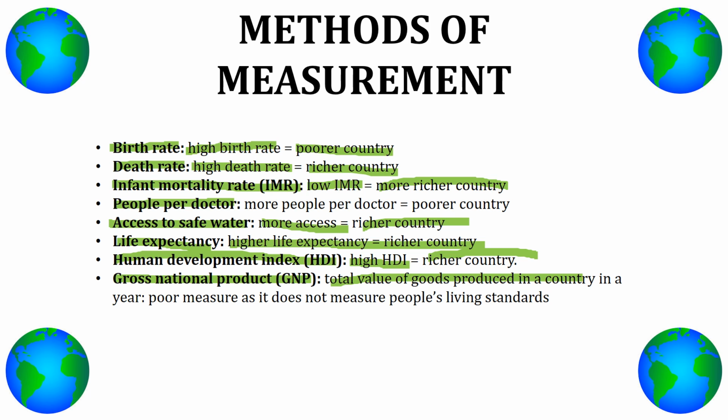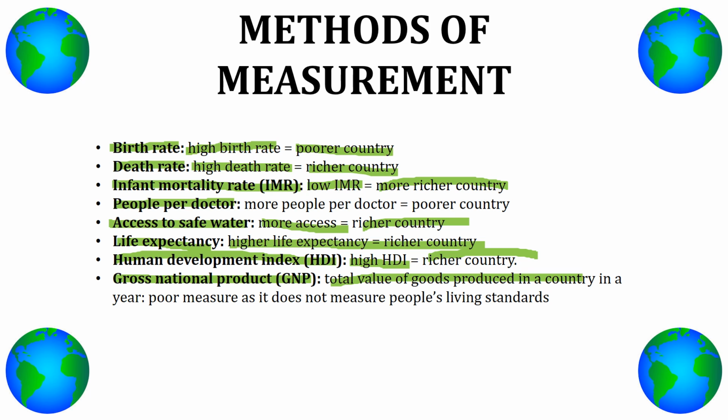Life expectancy, the higher the life expectancy, the richer the country is. Pretty self-explanatory again. If they can live longer, that's usually in developed countries, such as the UK or the USA, Germany, Western countries, basically. Because obviously better access to healthcare, nutrition, sanitation, etc.